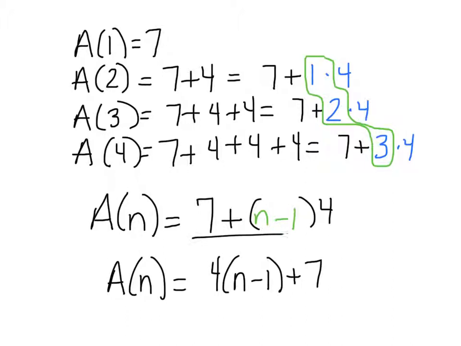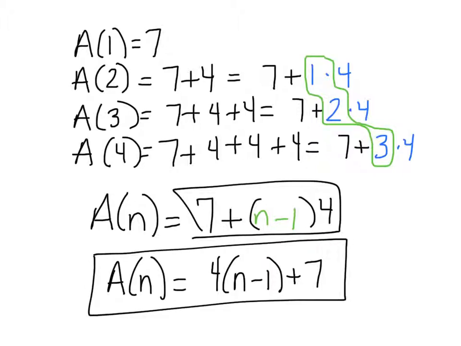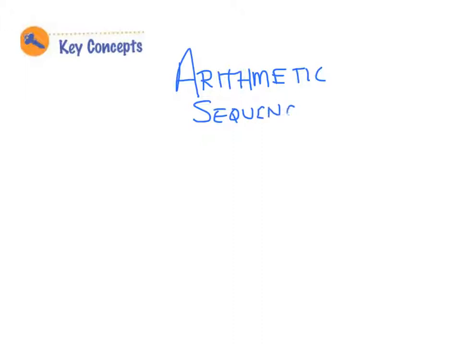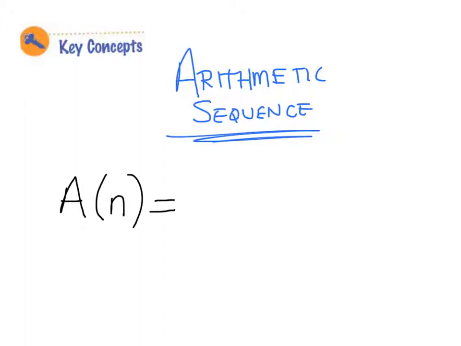You could also write it like this above it as well. But there's your function rule, which leads into our key concept. Here's your key concept, and this is for an arithmetic sequence. Here's your rule: A of n equals A plus n minus 1 times D.